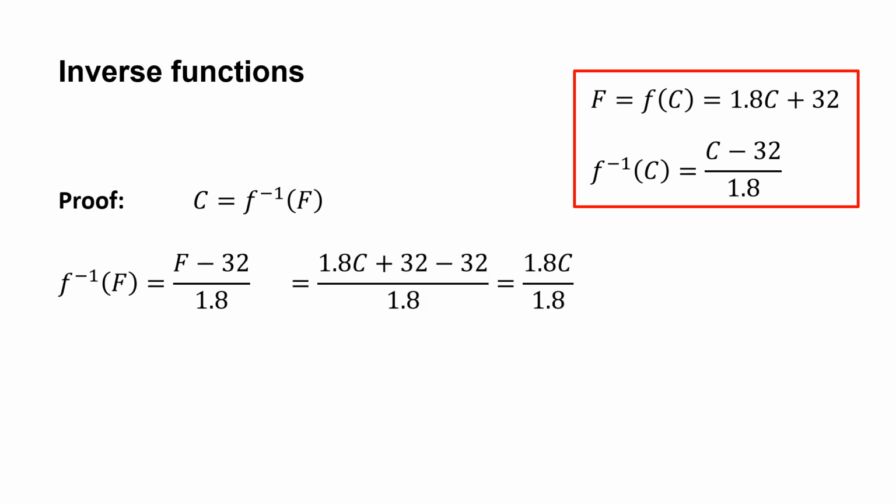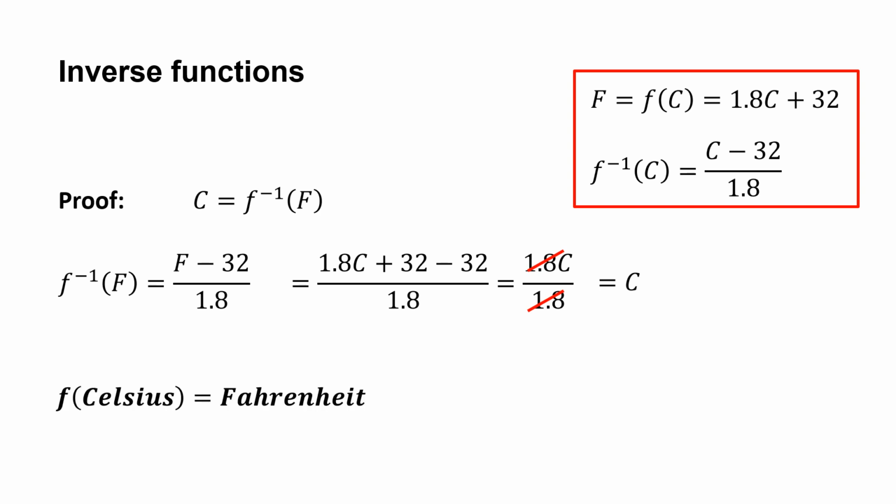So what we're going to do is sub in that value where that f is. So we now have 1.8c plus 32 minus 32 over 1.8. And we can see that the 32's cancel out, and then we're left with 1.8c over 1.8, and the 1.8's cancel out, and this leaves us with just c. So we can see, in fact, that this does work.